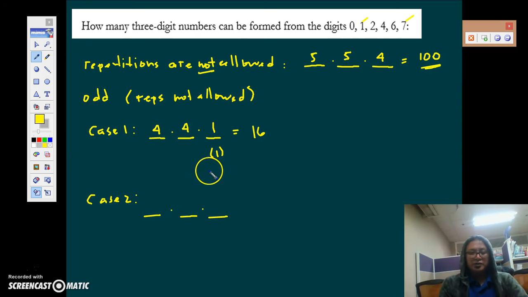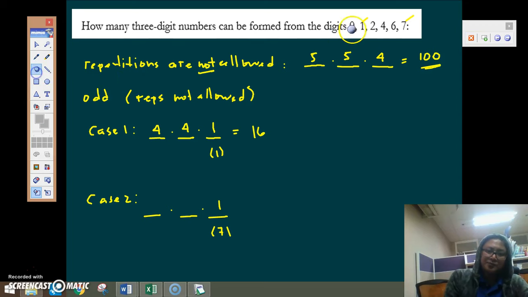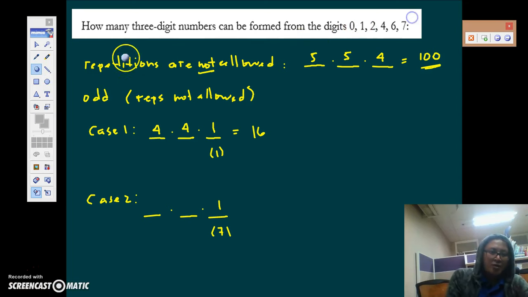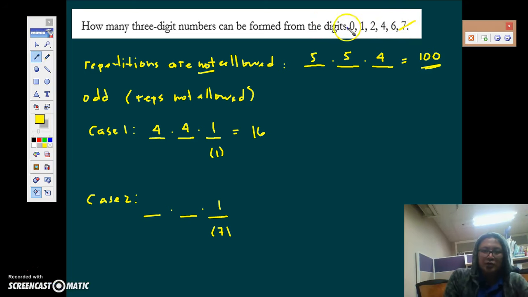For the second case, the number ending in 7 is still odd. This spot here is taken by 7. Remember, 0 cannot be chosen as our hundreds digit. So for this case, we cannot choose 7 and we cannot choose 0 for the hundreds.